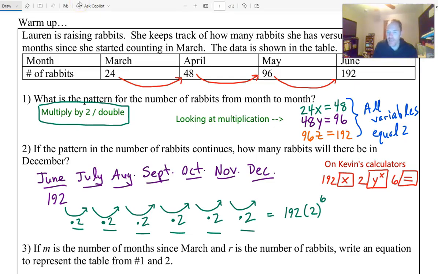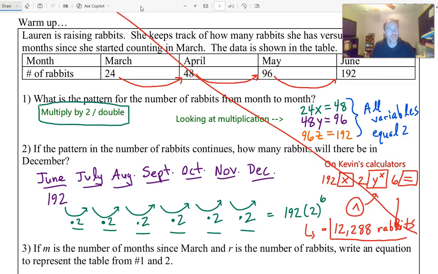A lot of other calculators, you might have this button instead of the exponent button. That's called a caret, technically. Depending on your calculator, it might look a little bit different. But see if you can figure that out. I mean, you could always just say 192 times 2 times 2 times 2 times 2 times 2, all those 2s, and then just press equals. But if you want to work a little smarter instead of harder. But it turns out this comes out to, according to my notes at least, 12,288. And we're talking rabbits in this, if you go back to the story. 12,288 rabbits in December, if this pattern continues.